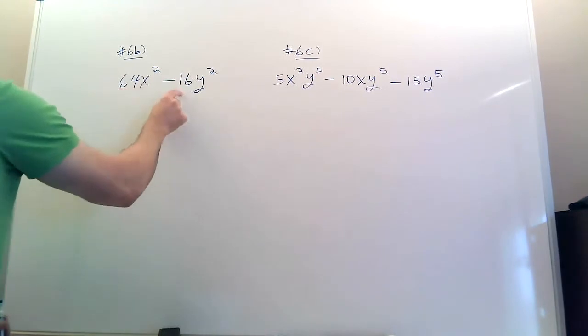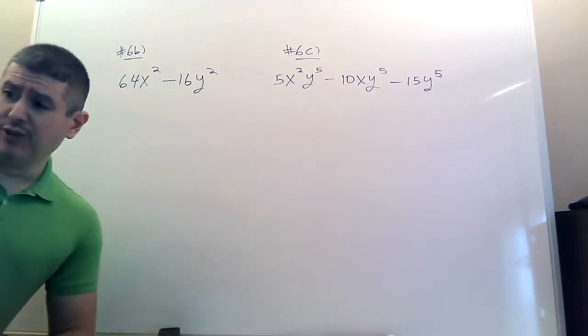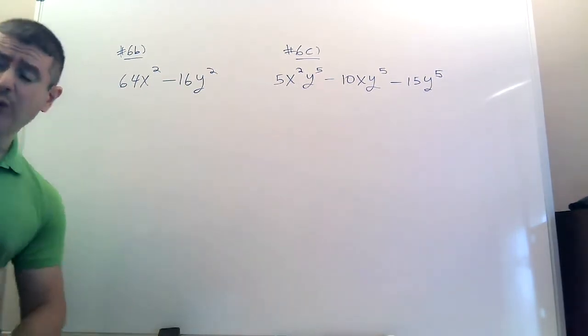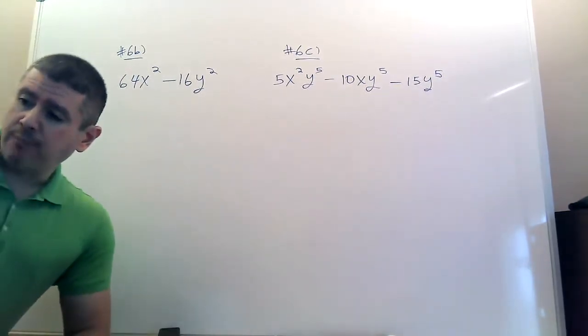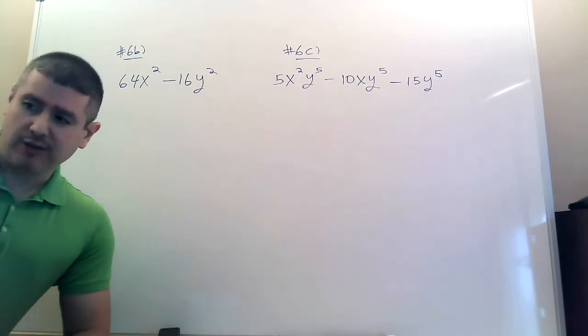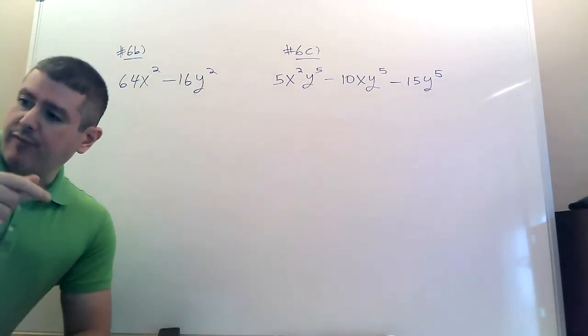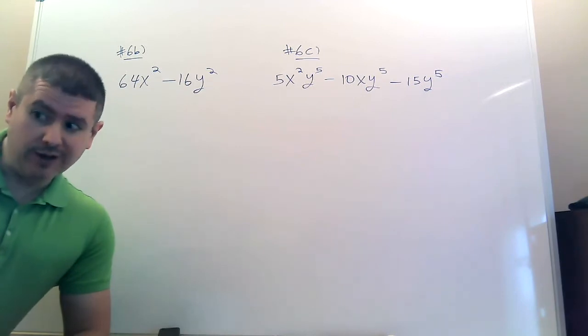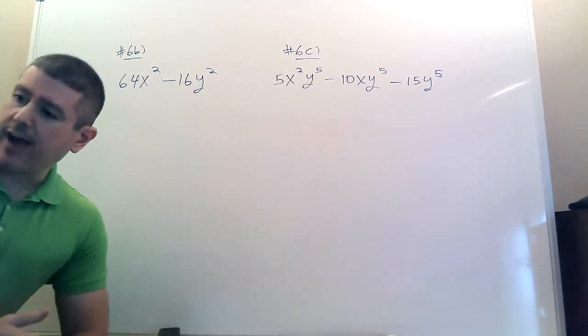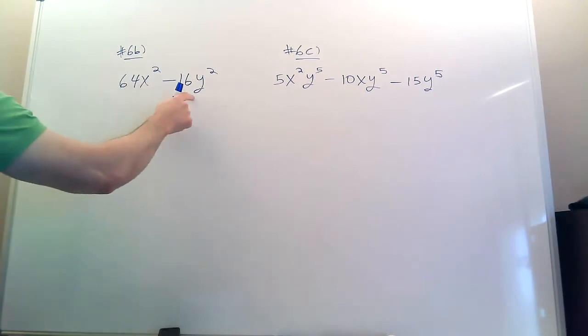Now, you might look at the first one and say, there's nothing in common. It's a difference of squares. 8x, 8x, 4y, 4y. But that right off the bat should tell you something's going on. If you pick 8, 8, 4, 4, isn't 8 and 4 divisible by 4? So there is a common factor. The letters aren't in common, yes.